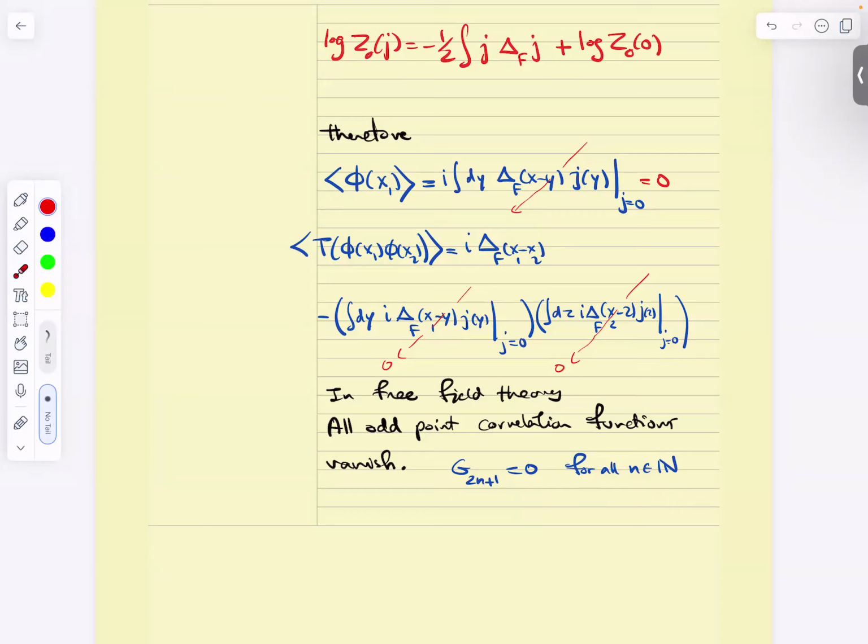So in free field theory, what happens is this: when you calculate an odd correlation function, of an odd number of operators, you have to take an odd number of derivatives, and there will always be a J survivor. When you set J equals 0, that vanishes, so all the odd point functions are 0 in free scalar field theory.